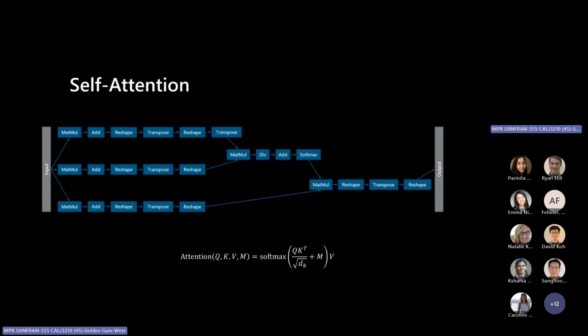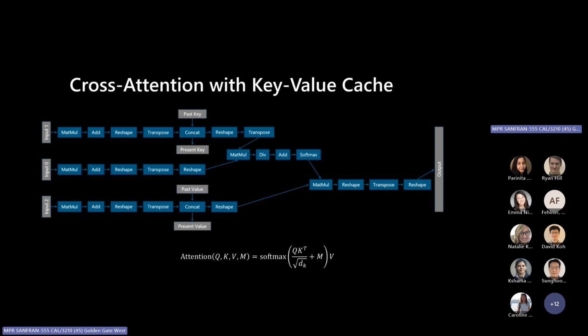So that's self-attention. Then there's cross-attention. The difference there is in the inputs, they're all separate. So in self-attention, they all came from the same input. In cross-attention, they come from different inputs. So that's a pattern matching problem. Have to kind of navigate that difference. Then there's cross-attention with key value cache.